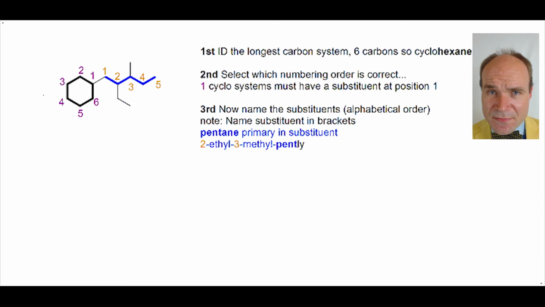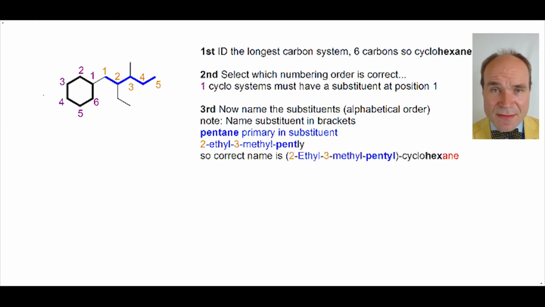Now, we need to identify the location of its functional groups. We have an ethyl group at position 2 and a methyl group at position 3. Notice position 1 is attached to the main ring. So we have 2 ethyl, 3 methyl, pentyl. The final name for this molecule is 2 ethyl, 3 methyl, pentyl, cyclohexane.